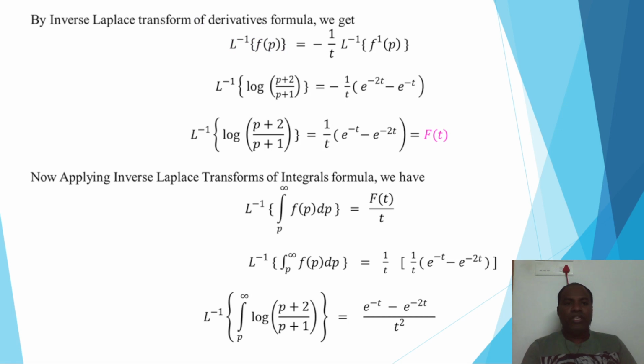Next, by the inverse Laplace of derivatives formula, L inverse of f of p is equal to minus 1 by t into L inverse of f dash p. Here we introduce one formula, inverse Laplace transforms of derivatives. Here we substitute f of p is equal to log of (p plus 2) by (p plus 1), that is equal to minus 1 by t into, already we solved this one, L inverse f dash p, which is equal to e power minus 2t minus e power minus t.